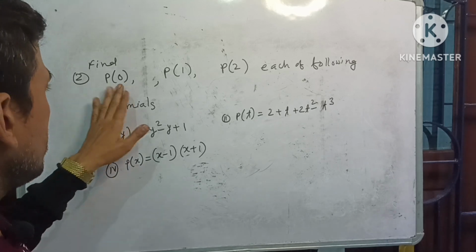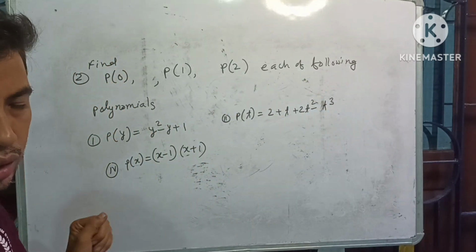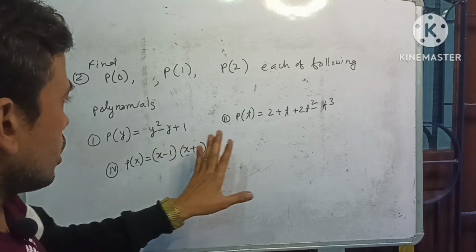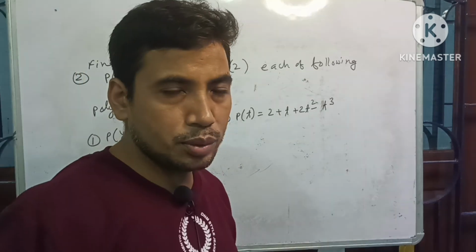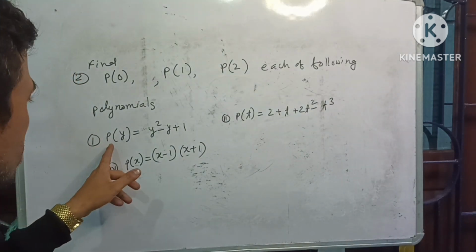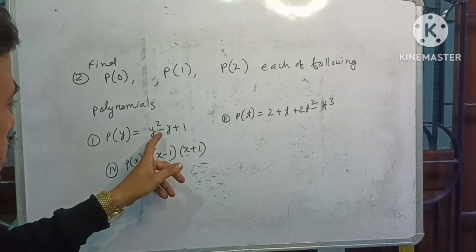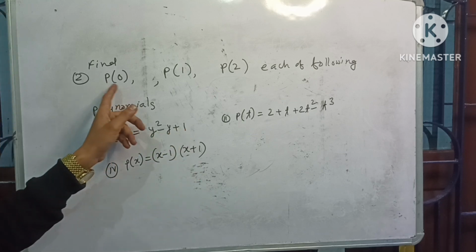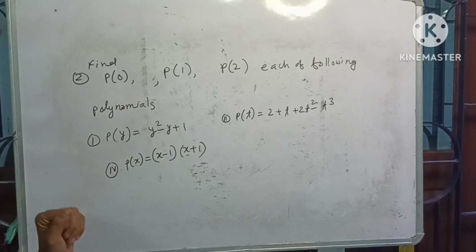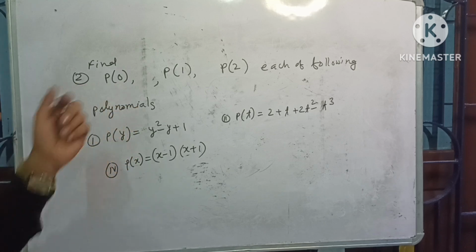Okay? Now in example 2, what is given? We have to find P0, P1, P2 for each of the following polynomials. Here we discuss 2 examples. One is for your homework. Okay? So now see, first in example 1, what is given? Py is equal to y square minus y plus 1. We need P0. That means if we replace y by 0, then we get P0.